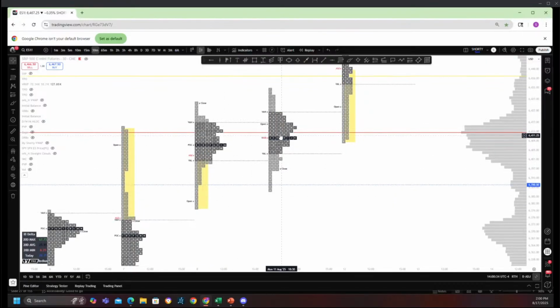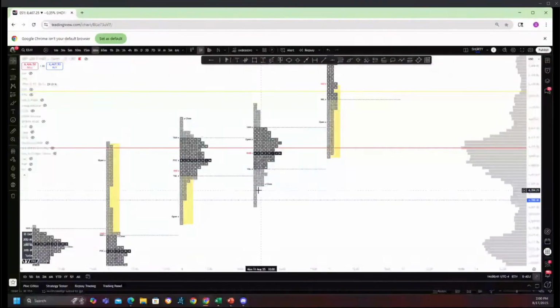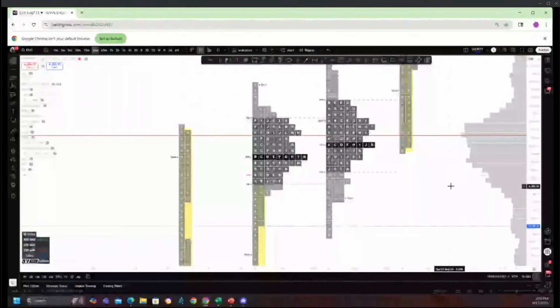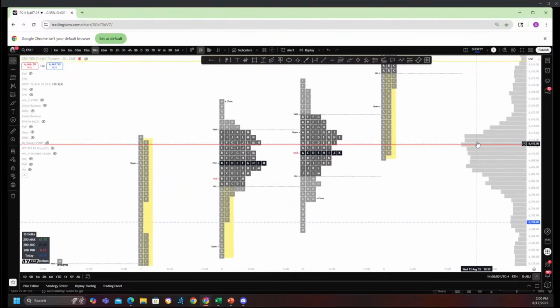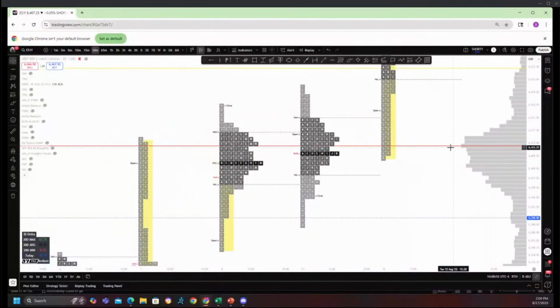Right. The next day you see that they open here and they close. So they created a two-day balance right here. But is this a buying tail? Careful, it's a trap. Not yet, until the next trading day. That is when it gets verified. That is correct.